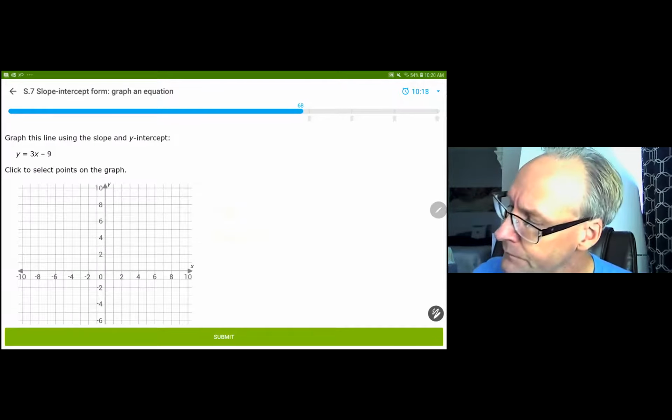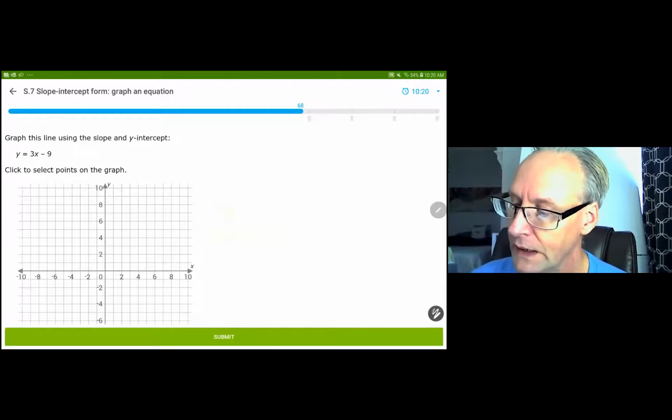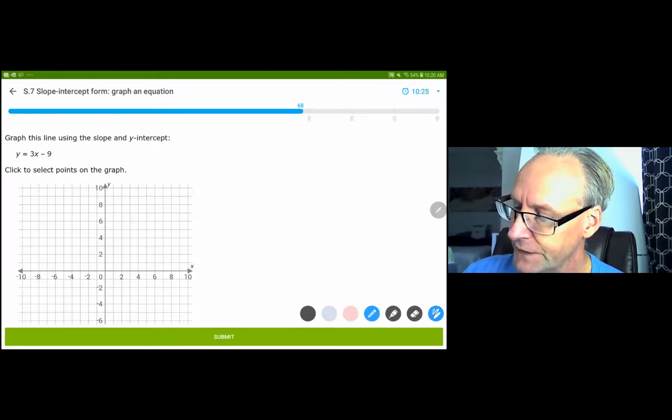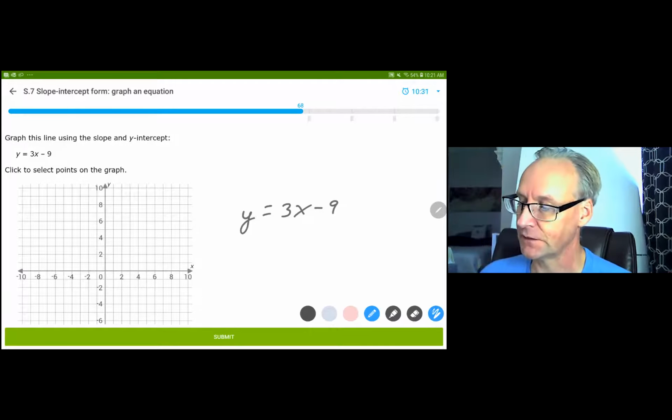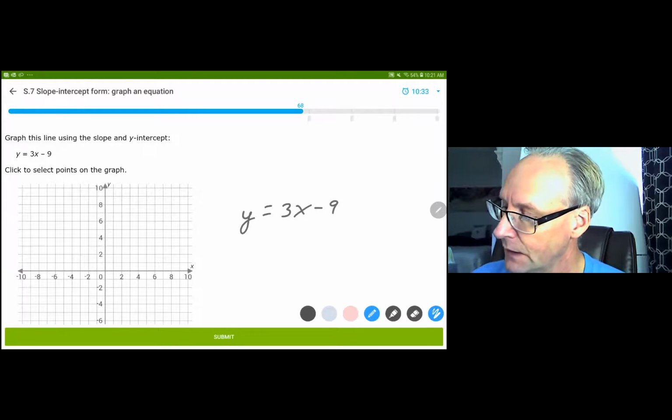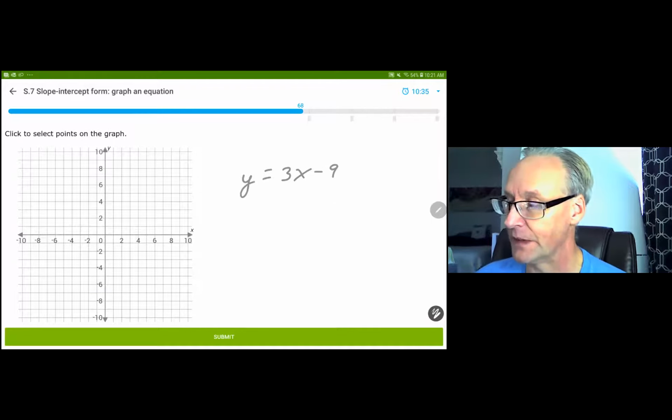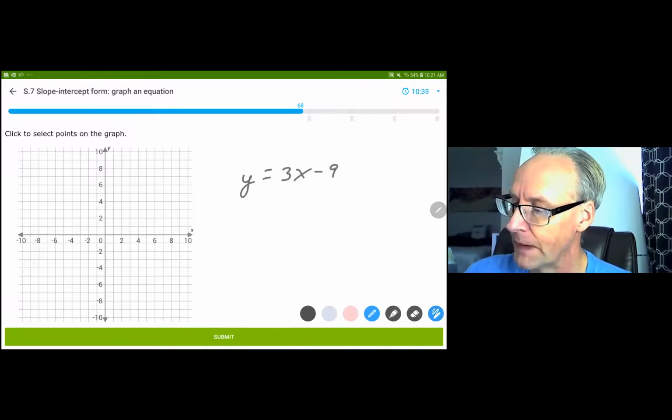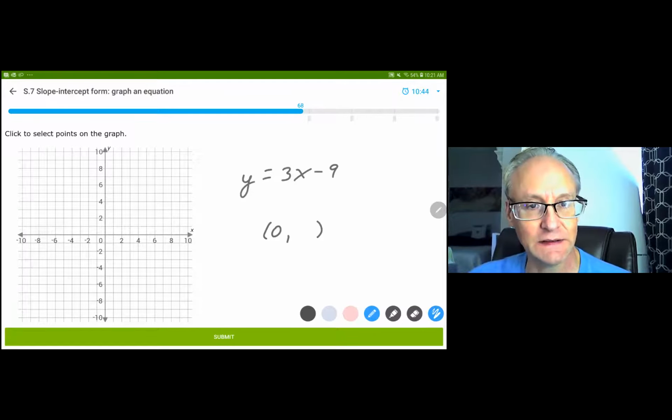On this one, we have a y-intercept at 0, -9. I'm going to revisit something I said before. Y equals 3x minus 9. I just want to make sure that this is clear to everybody, and something that a lot of people get confused about. I don't have to choose 0 for my point, but I can. The reason I like 0 is because it's easy.